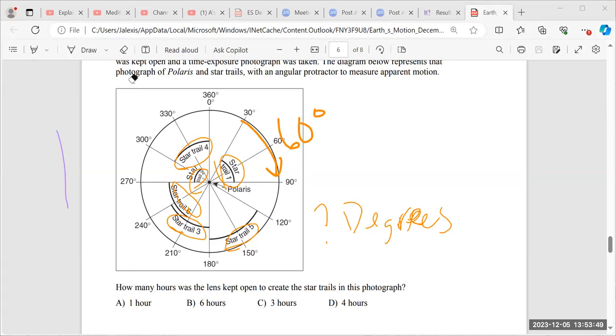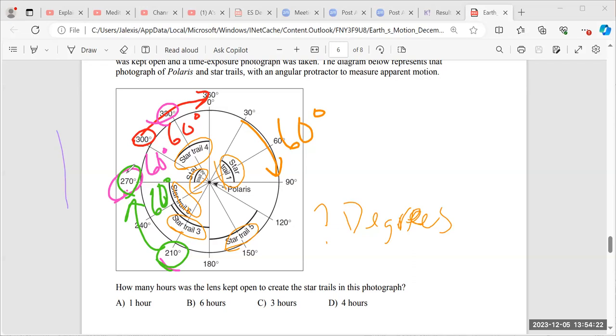Star Trail 4 went from 300 to 360. That looked like it traveled 60 degrees. Star Trail 2 went from 270 to 360. That looked like it also traveled 60 degrees. Star Trail 6 went from 210 to 270. That looked like it traveled 60 degrees.